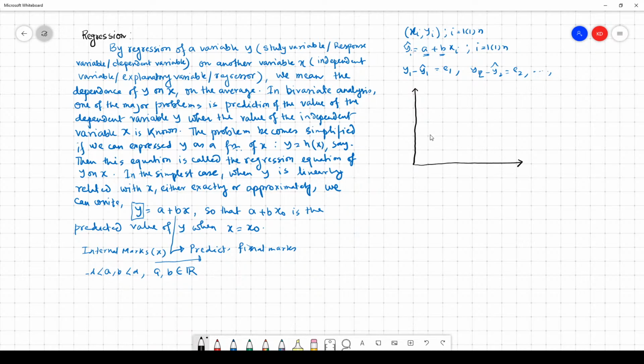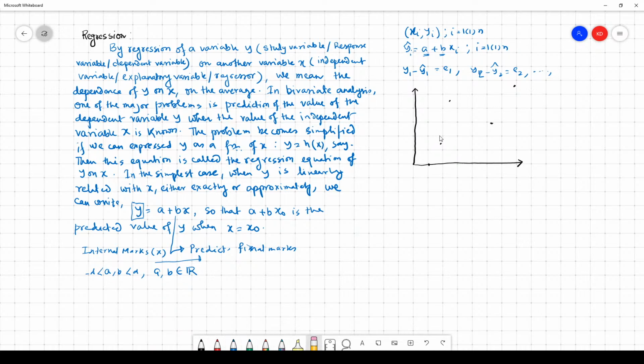Suppose, please see the diagram, okay? Only 4 points. This point corresponds to x1, y1. This corresponds to x2, y2. This, this, this, this. Okay. So this is x1.